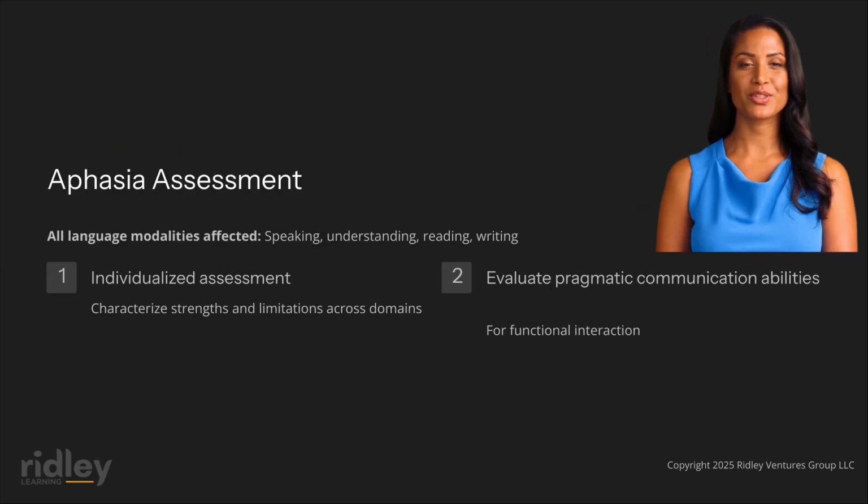Aphasia, the acquired language disorder resulting from brain damage to language-dominant hemisphere regions, affects all modalities of language including speaking, understanding, reading, and writing, with profound impacts on communication, relationships, employment, and quality of life.